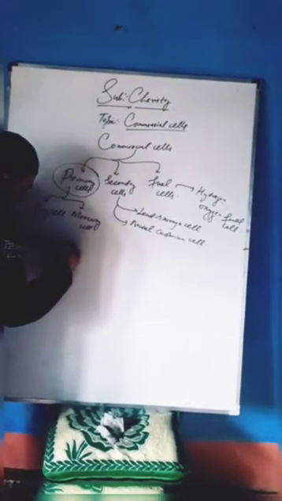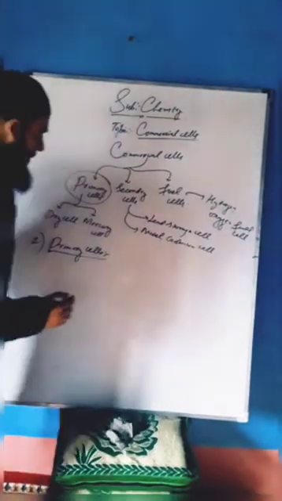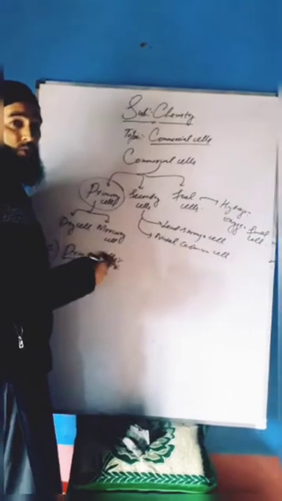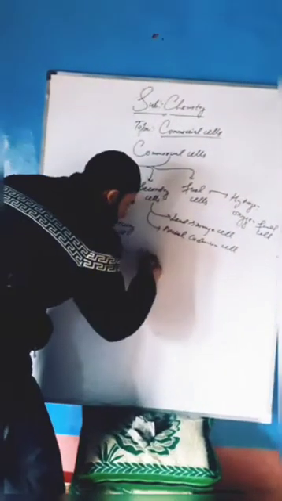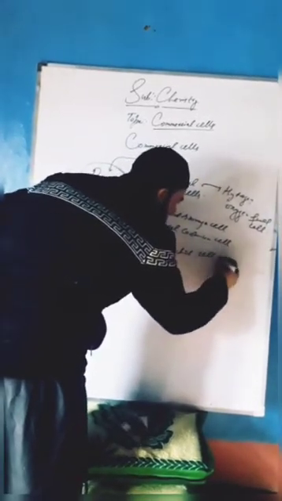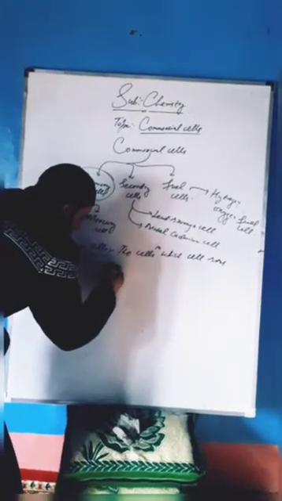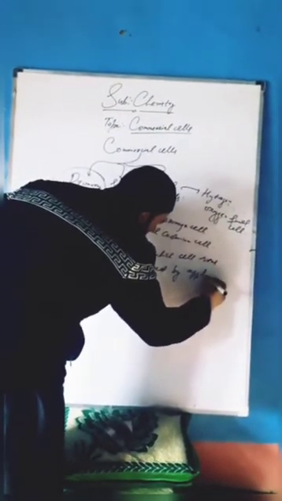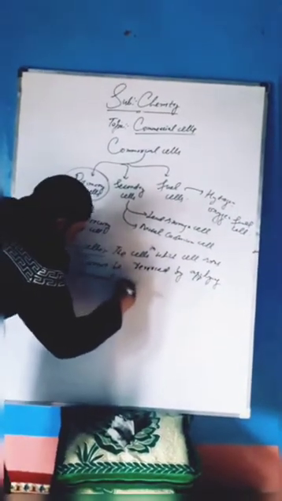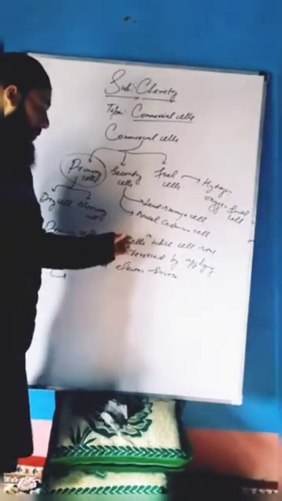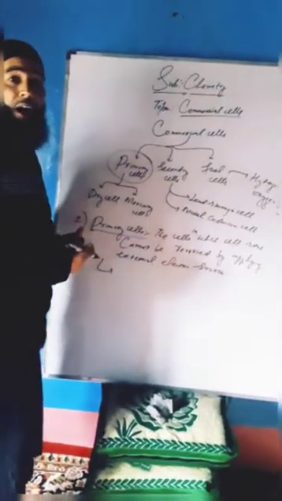So the first type of cells are primary cells. These are those cells in which the cell reaction cannot be reversed by applying an external electric source, so they become dead after use. The cells in which cell reactions cannot be reversed by applying an external electric source are called primary cells.